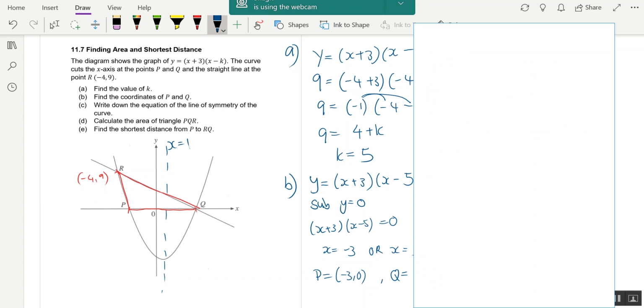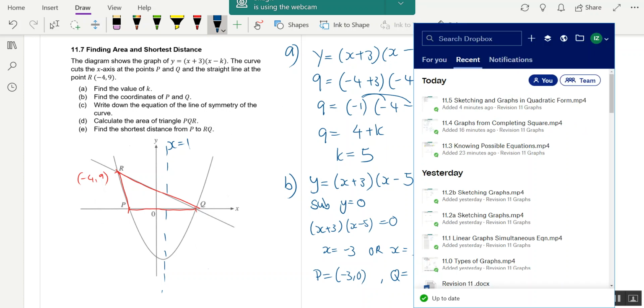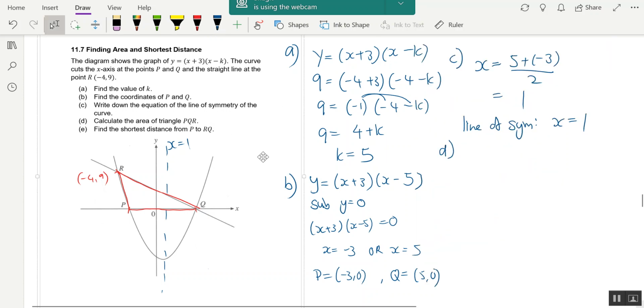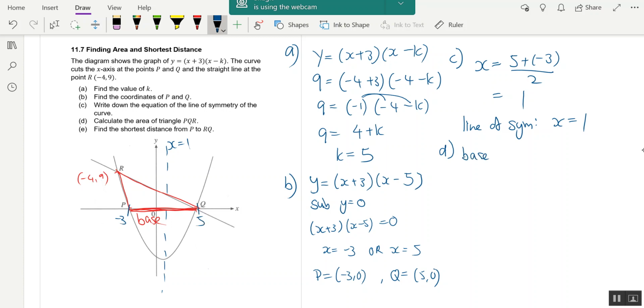Do not use this as the base, sorry. Okay, it's impossible to use this as the base. Then you need to find this height, which is going to be very troublesome. Always use the x and y to help you. So this will be the base. Okay, for the base, this is negative 3, this is 5. So the base is how many units? Base is equals to 8 units.